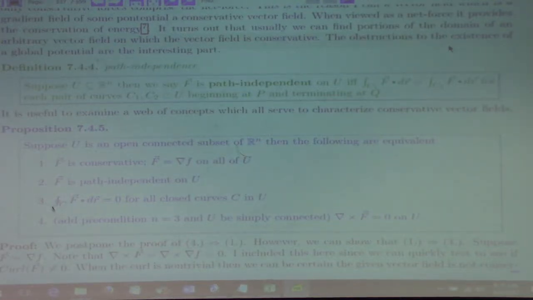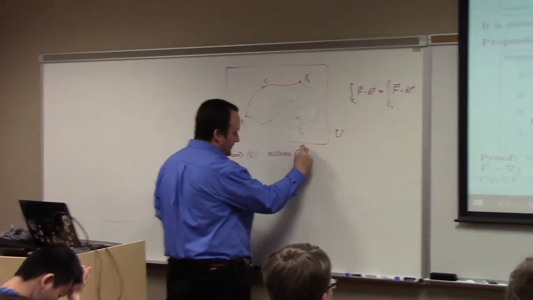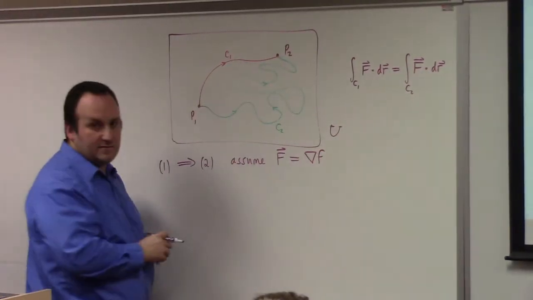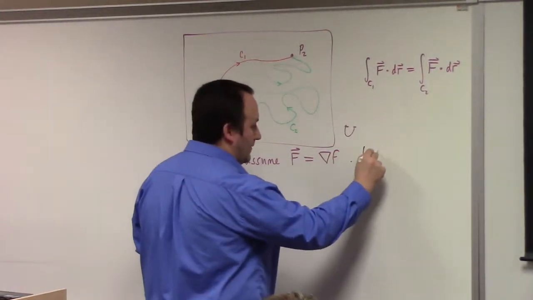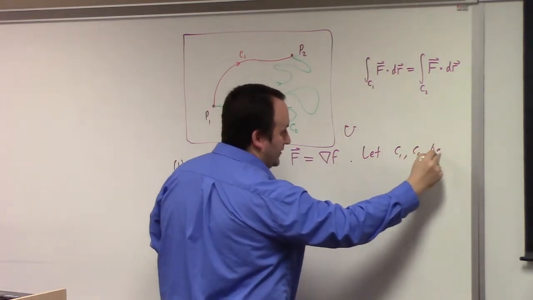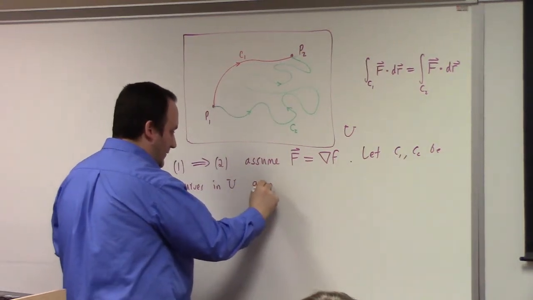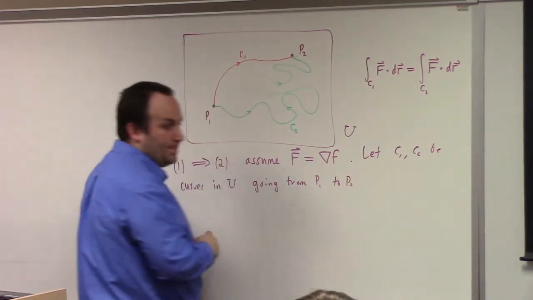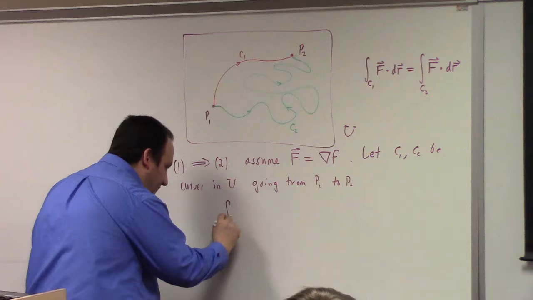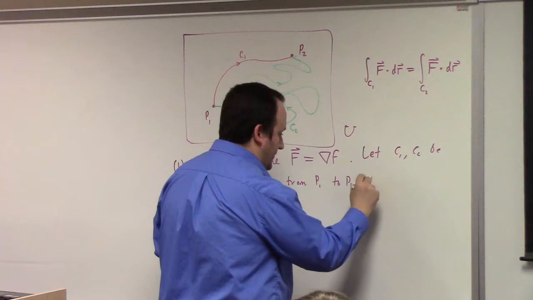So let's start with 1 implies 2. How do you prove 1 implies 2? So assume that f is equal to the gradient of a potential function. Let C1 and C2 be curves in U going from P1 to P2. And then we calculate the integral along C.